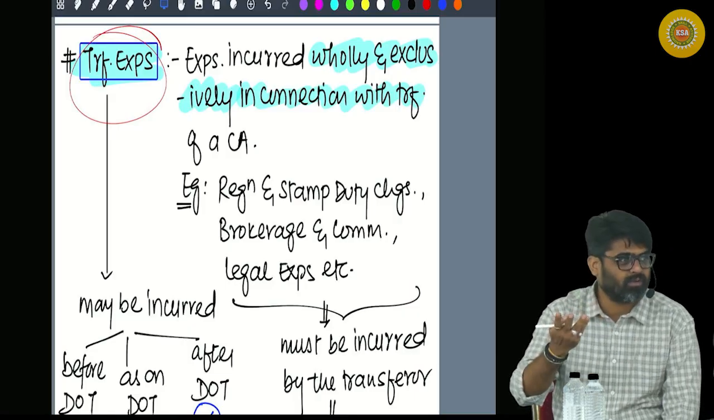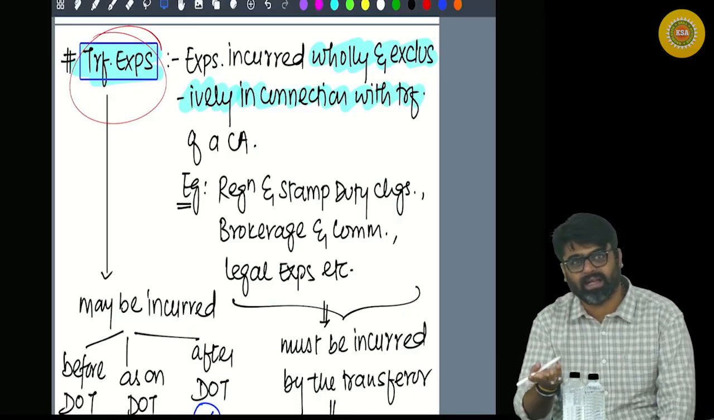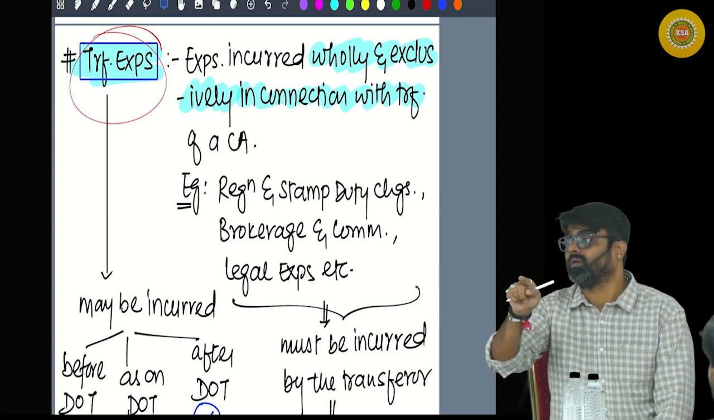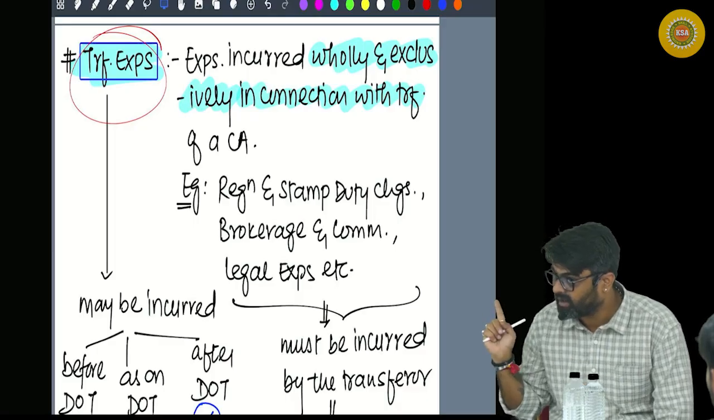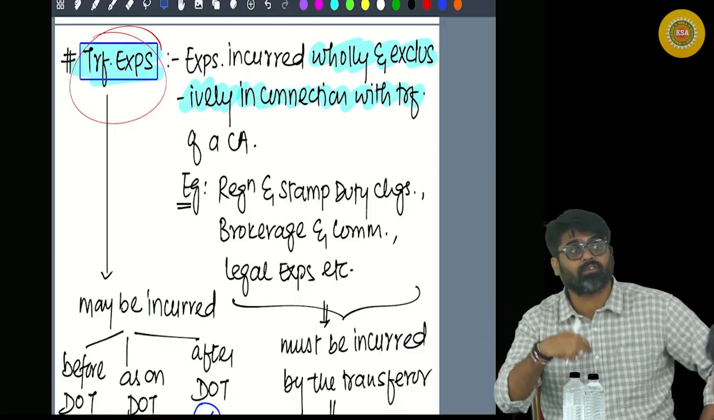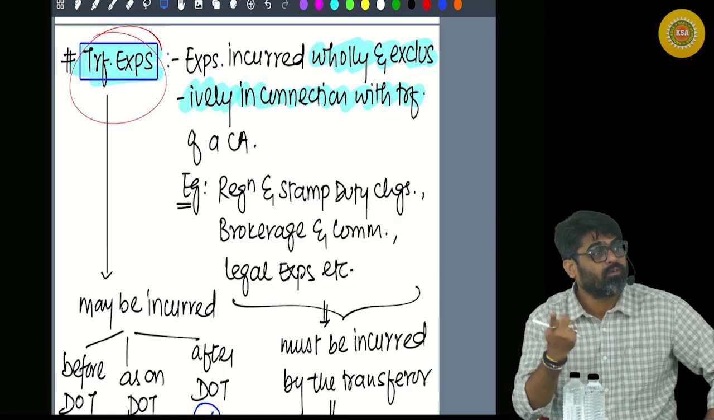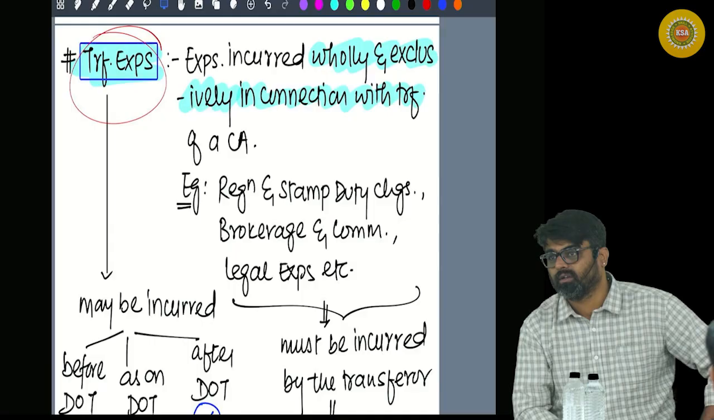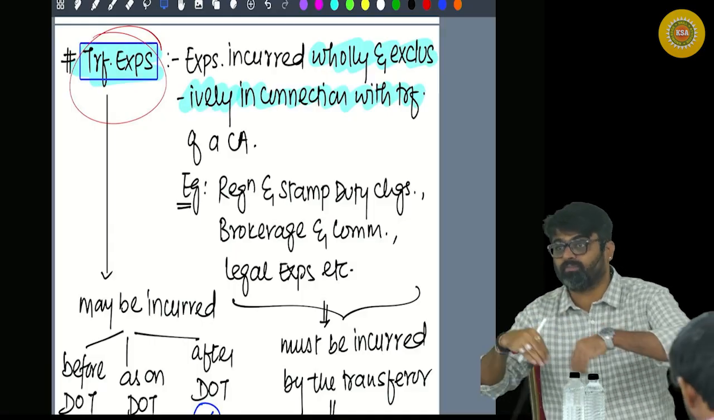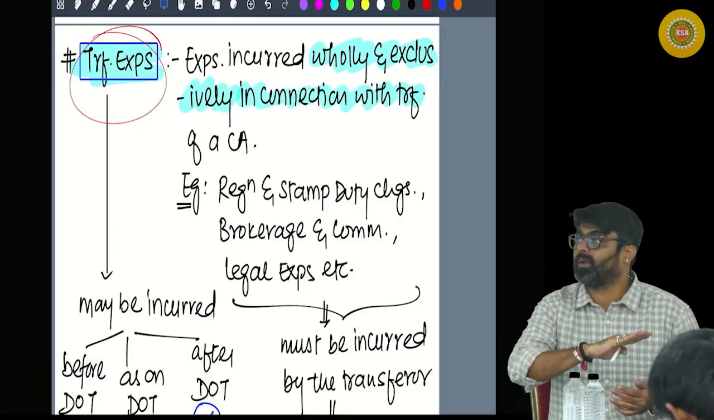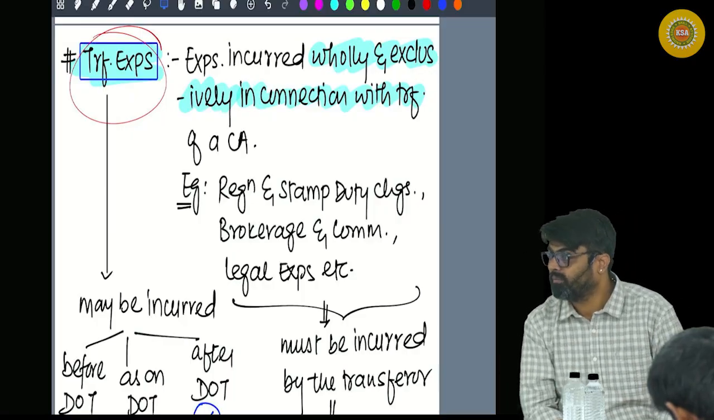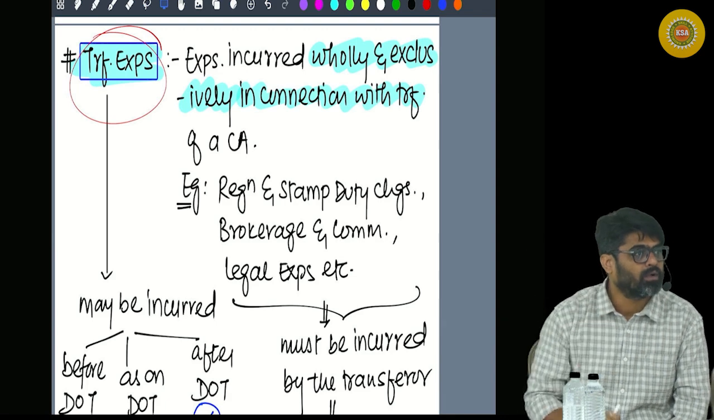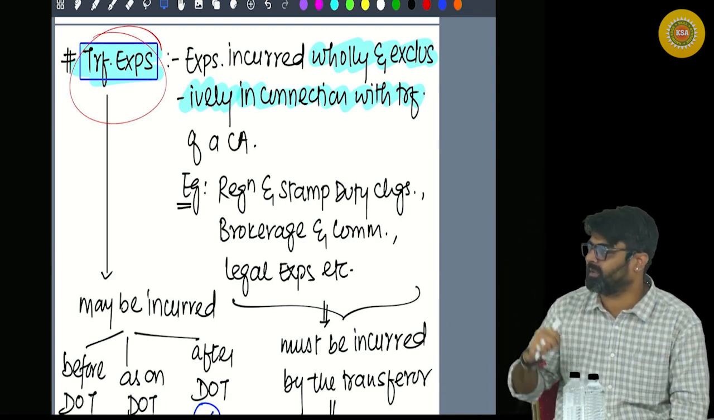But the amount is the same, no? Brokerage and commission paid by you, will it be treated as transfer expense for me, or is it your expense? It is your expense. It will be capitalized. It will be added to the cost of your asset. So what will be the cost of your asset? The purchase price plus the expenses which you incur at the time of purchase. So what expense have you incurred? Brokerage and commission. Add that to your cost. I cannot take that amount as my transfer expense, no?